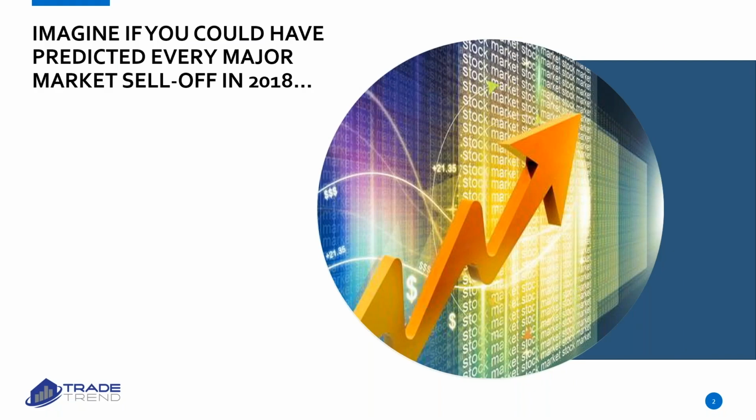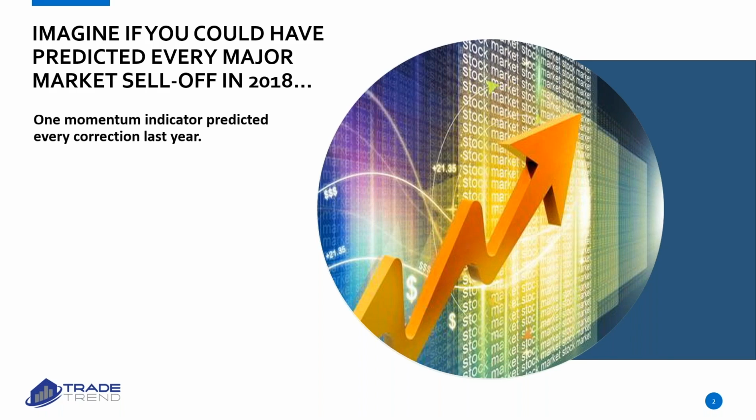All right, so I want you guys to imagine if you could have predicted every major market sell-off in 2018. We had quite a wild ride in 2018, right? Some unique market conditions that really tested a lot of traders and unfortunately shook a lot of people out of the market. And I want you to imagine that we had a couple major corrections and a number of sell-offs. So if you could have predicted those, how that would have made a difference in your trading.